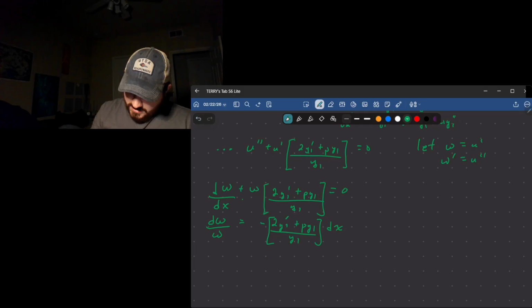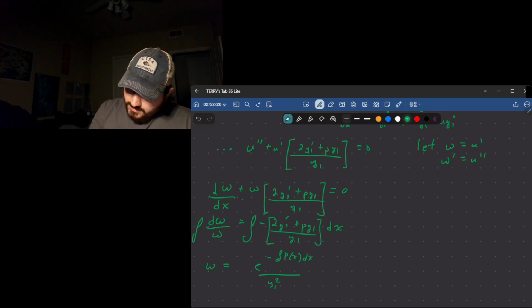Okay. And so now we already know what we're going to do here. We're going to integrate both sides. We're going to get a natural log over here. We're going to take an e to it. So we're going to get w is equal to e to the negative integral of, we're going to put all of this stuff and just call it p of x, and then that's dx. And then all of this is divided by y1 squared.